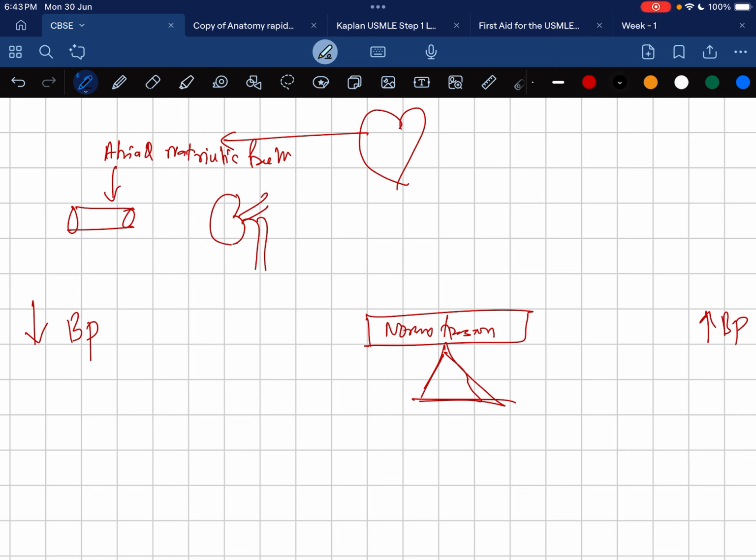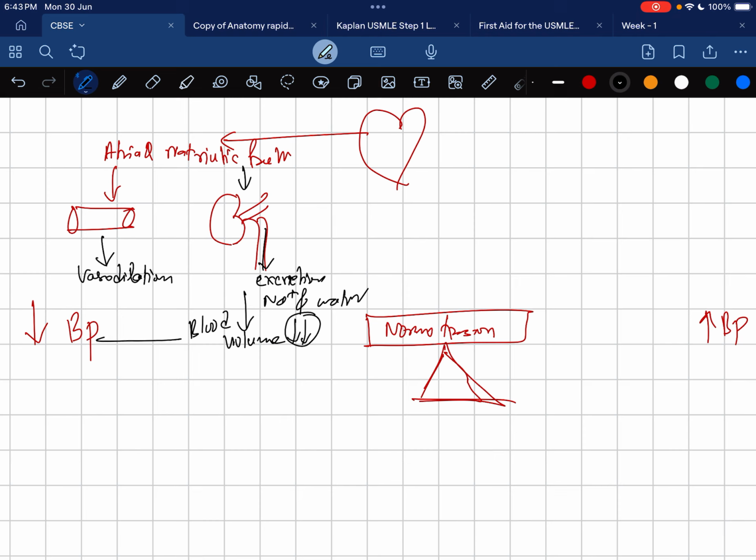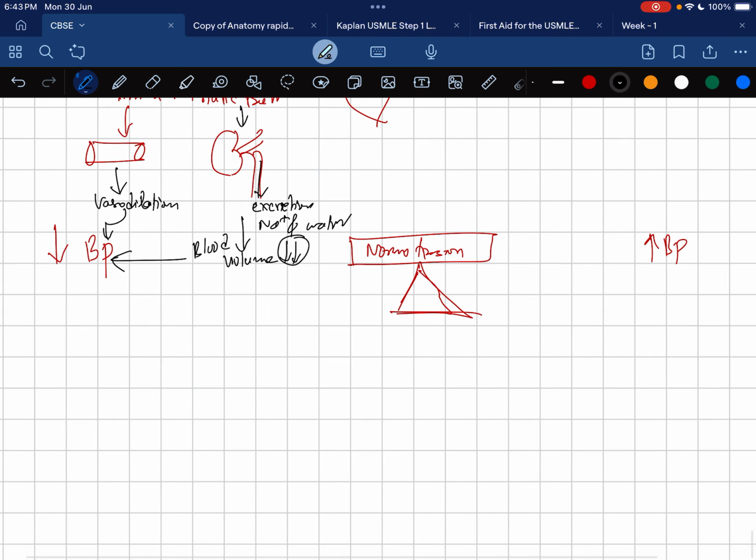In the blood vessel, this factor leads to vasodilation, and in the kidney there is excretion of sodium and water, which leads to decreased blood volume. When the blood volume decreases, that leads to a decrease in BP, and vasodilation also leads to a decrease in BP. Initially we discussed that with vasodilation there is a peripheral resistance decrease, and then the blood volume decrease also lowers the BP.